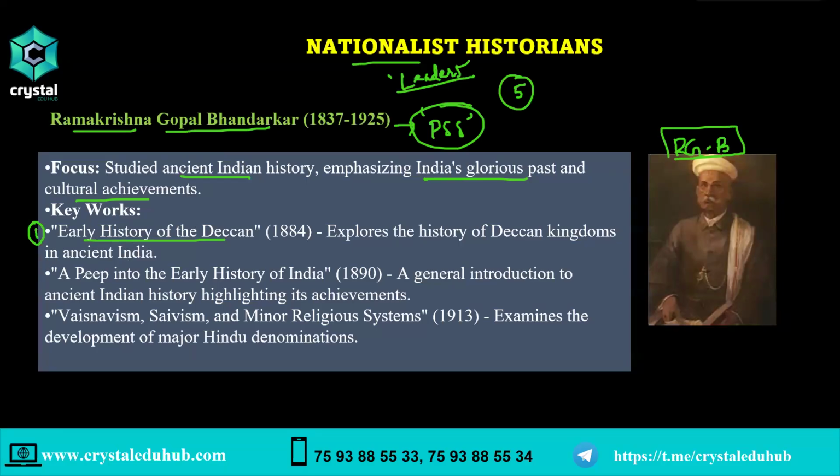Then the second one, A Peep into the Early History of India. Something very important. A general introduction to ancient Indian history from the nationalist perspective, meaning some glorification will definitely be there. Then the third one, something religious: Vaishnavism, Shaivism, and Minor Religious Systems. That focuses on the development of major Hindu denominations. Early History of the Deccan, A Peep into the Early History of India, and the major Hindu denominations like Vaishnavism, Shaivism, and minor religious systems.